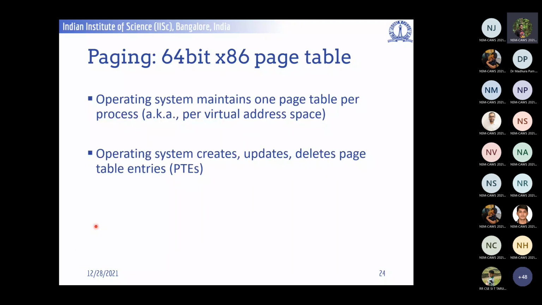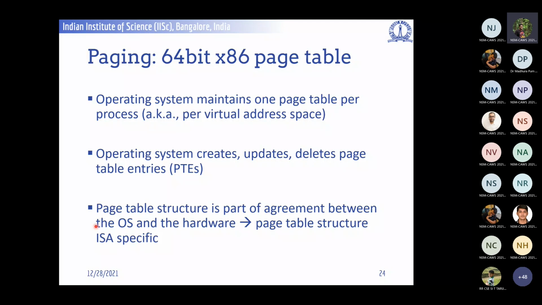But remember that each process has its own virtual address space, which means the operating system will maintain one page table per process. And the operating system will update this page table and delete entries, which are also called page table entries or PTEs. This is the data structure we talked about here, the 512 array radix tree. This is something the operating system manipulates and creates for each page table. But this is something the hardware at runtime should look up. So it has to be part of some contract.